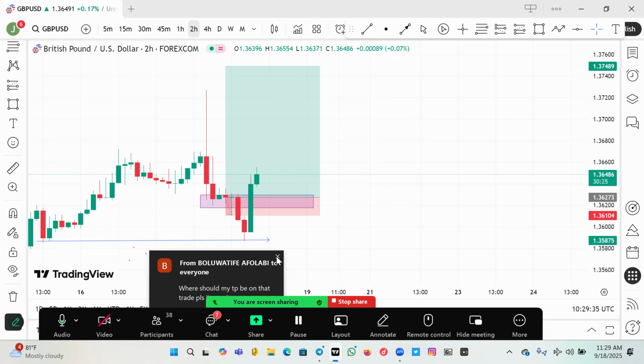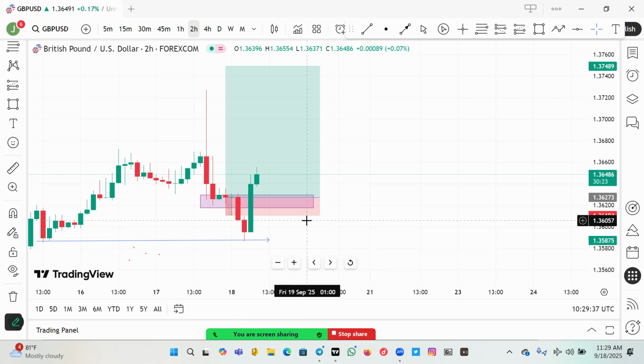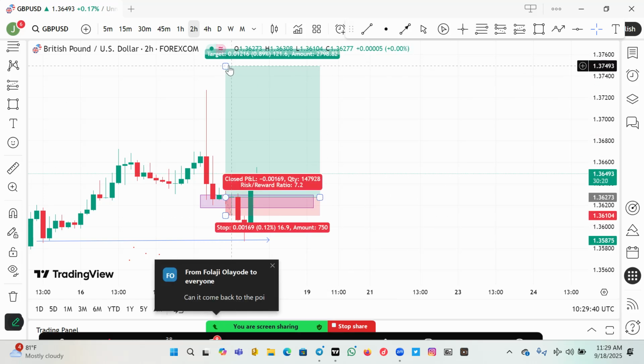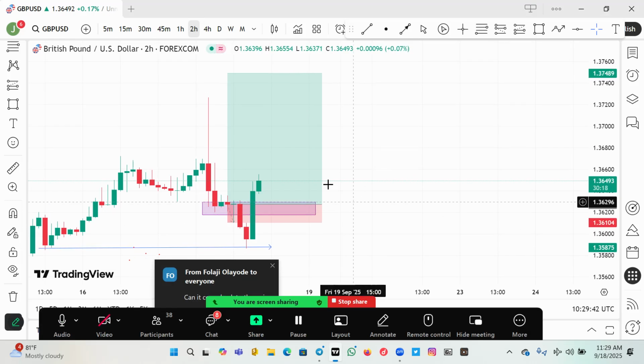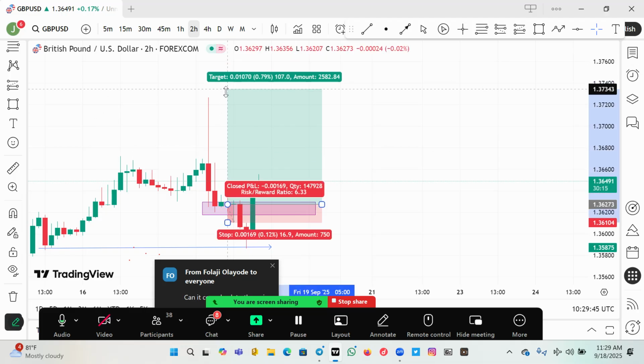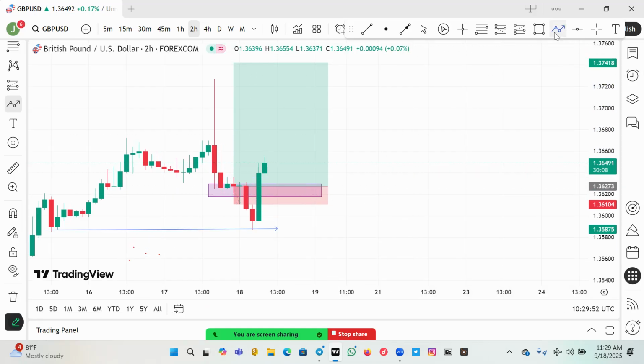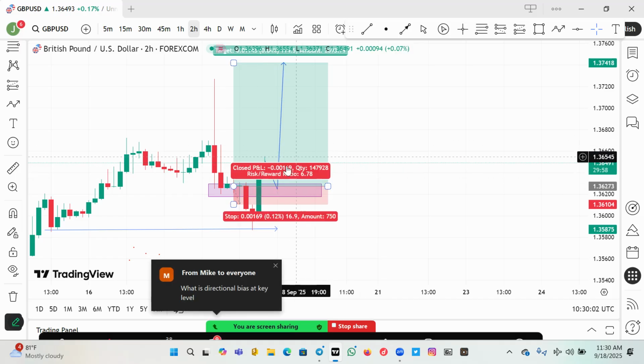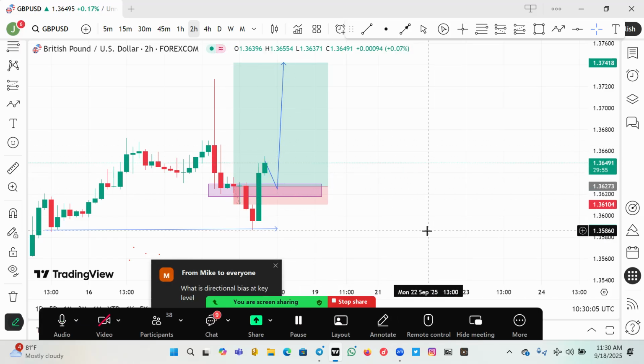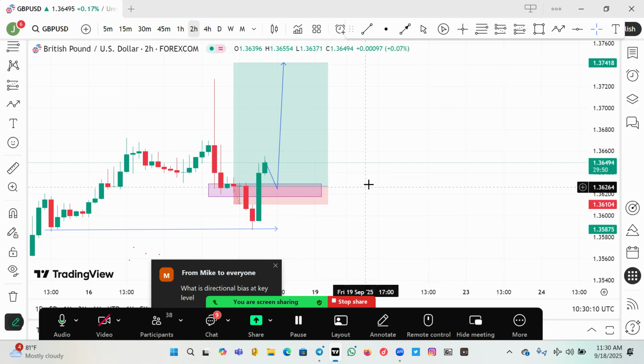Okay, someone is asking where should the TP be? Now, your TP can be above this high here. This latest high, your TP can go above it. So what you should be anticipating is for maybe the market to come to this guy here, then push to the upside. So this is what you are having here.